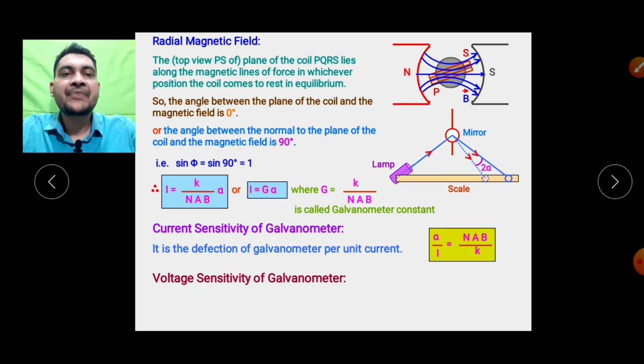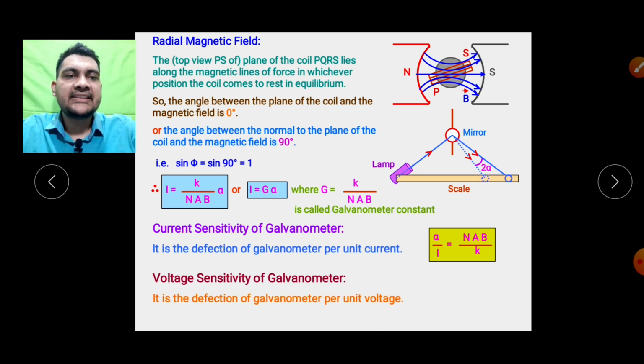So this is current sensitivity. We have one more very important topic, that is voltage sensitivity. It is very similar to current sensitivity, but it is defined in terms of voltage applied. It is the deflection produced in the galvanometer per unit potential across the galvanometer. It is not the applied potential actually, it is per unit potential drop across the galvanometer. So if V is the potential drop across the galvanometer only and alpha is its deflection, then voltage sensitivity is equal to deflection per unit potential drop across the galvanometer. So this is the voltage sensitivity, alpha divided by V.